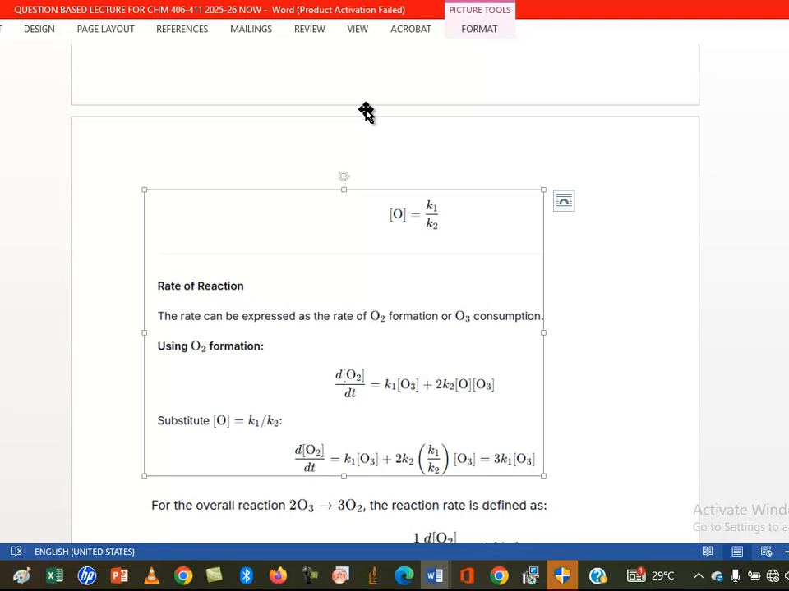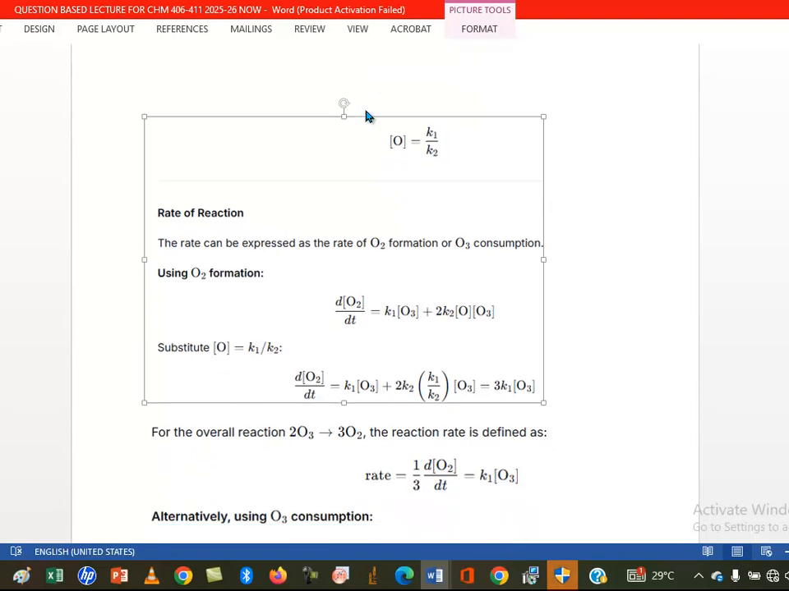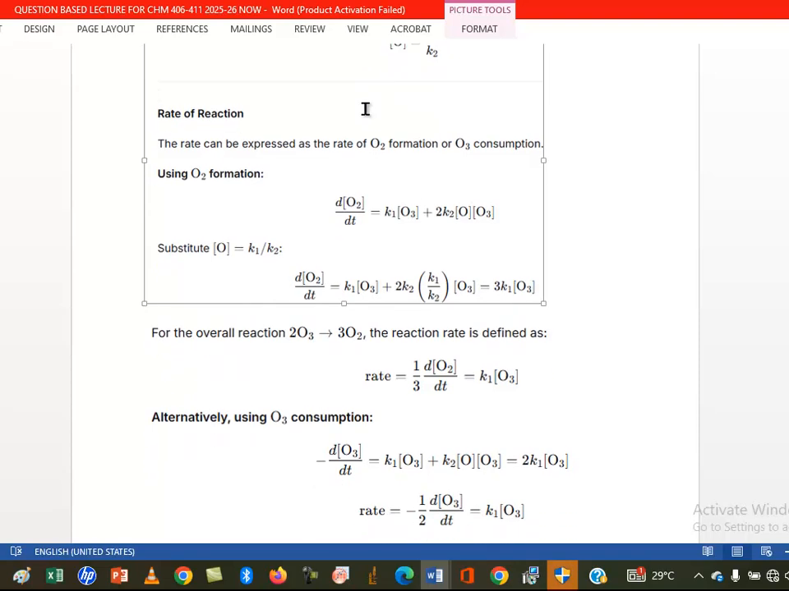So K2 will cancel out K2, and then you get 3K1[O3]. Now all you need to do next is just to push the 3 to the other side, so that you have 1 over 3 d[O2]/dt is equal to K1[O3]. So K1[O3] is your answer. So you can stop here.